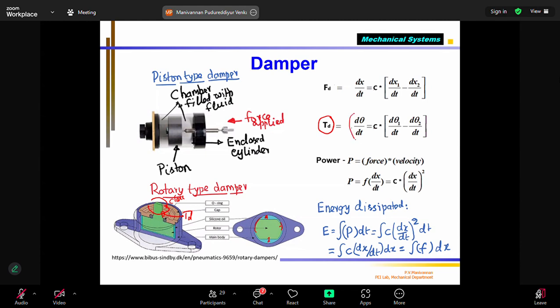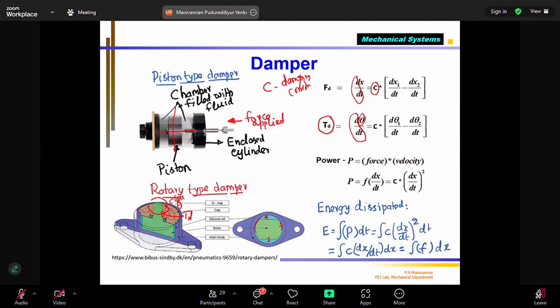So here you say d by dt of theta. How much the theta is varying, correct? The vane rotation. In this case, the displacement d by dt of x. X is the displacement of the piston with respect to central position. That is proportional to what you call C. C here is called damping constant. Note down, it is called damping constant.